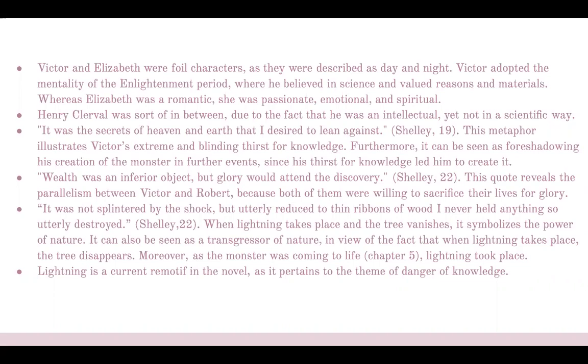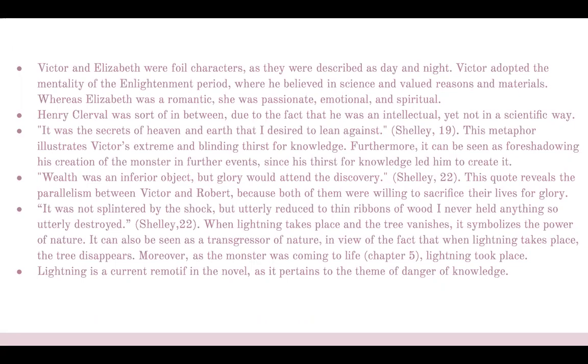And then the next quote: "It was not splintered by the shock, but utterly reduced to thin ribbons of wood. I never had anything so utterly destroyed." Let's just give you some context. When lightning takes place and the tree vanishes, this symbolizes the power of nature, which is basically a romantic element. It can also be seen as a transgressor of nature at the same time.